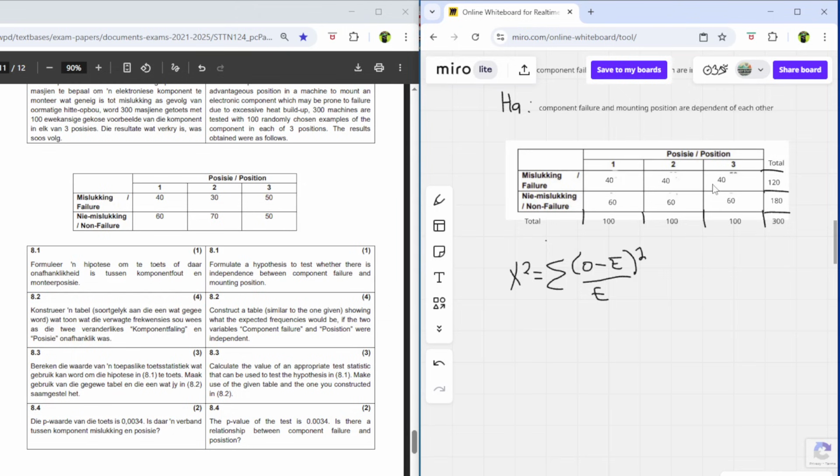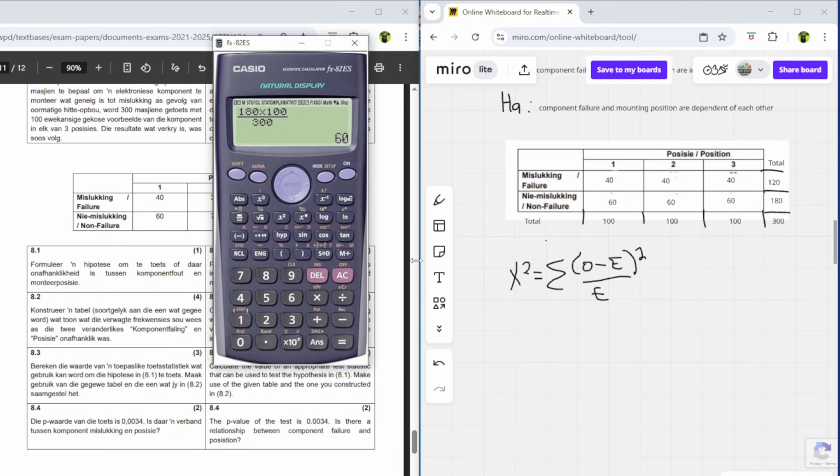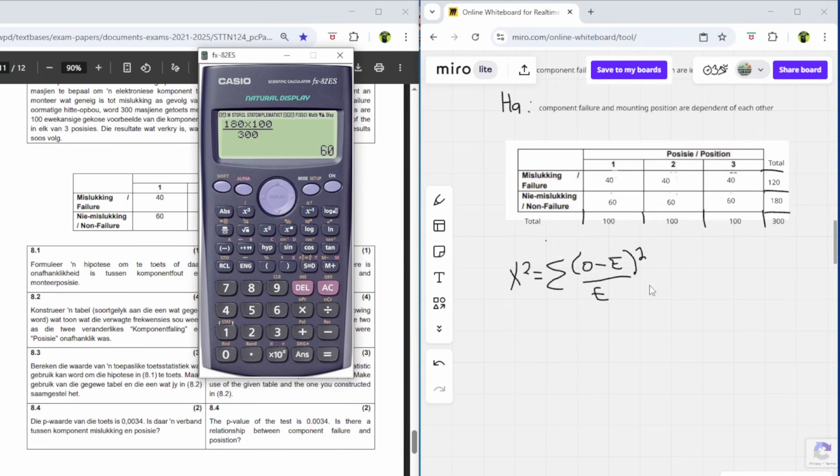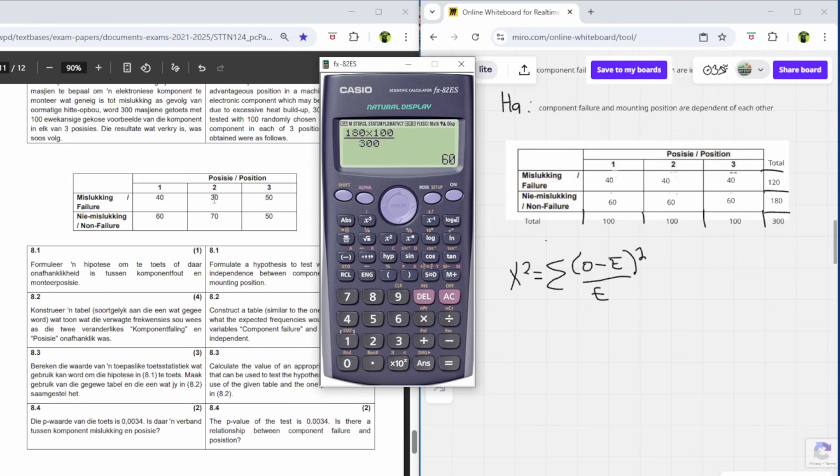So we're going to go to the calculator and find those values. You can write them down, but I'm not going to do that. I want you guys to work on that. Now I'm going to put the calculator here in the middle so I can see both the observed and the expected. Now the first one is going to be 40 minus 40 squared over 40. So this one is going to be 0.